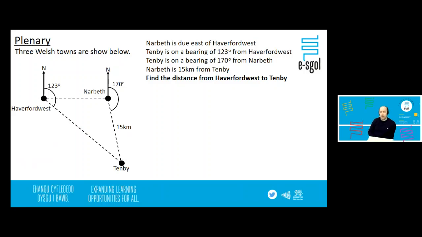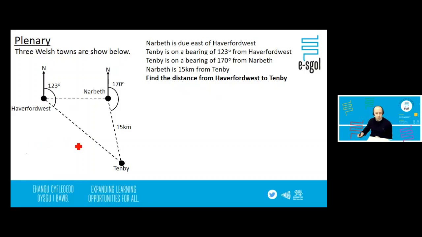Tenby's on a bearing of 123 from Haverfordwest, which is marked on the diagram. So that 123 degrees. And remember, bearings are always measured from north clockwise. And Tenby's on a bearing of 170 from Narberth, which is the bearing given there. It also tells us Narberth is 15 kilometers from Tenby. So there's 15 kilometers marked there. We need to find the distance from Haverfordwest to Tenby.